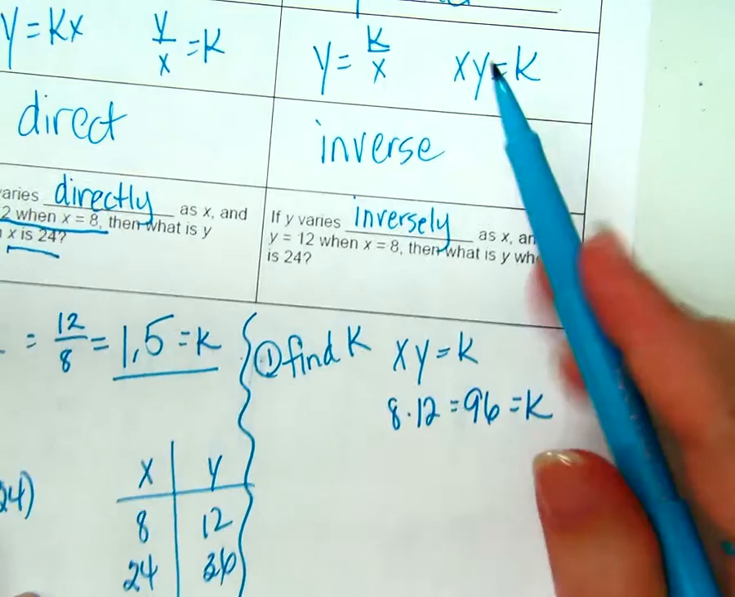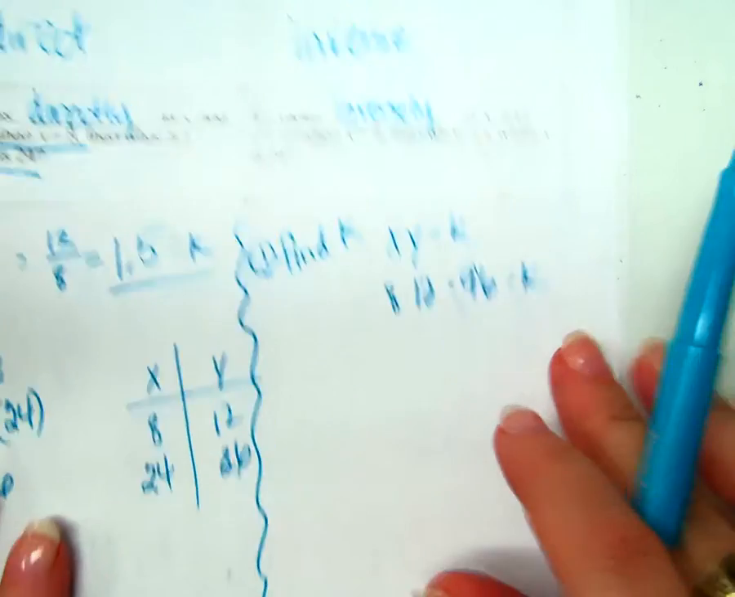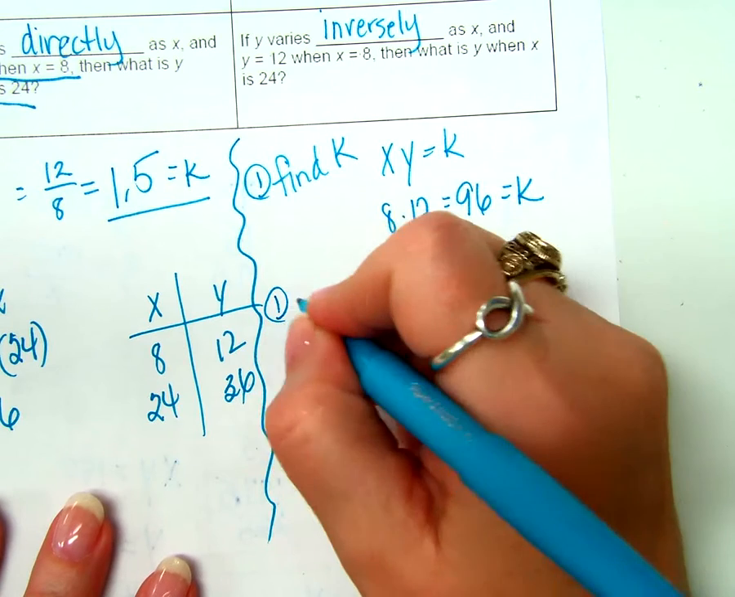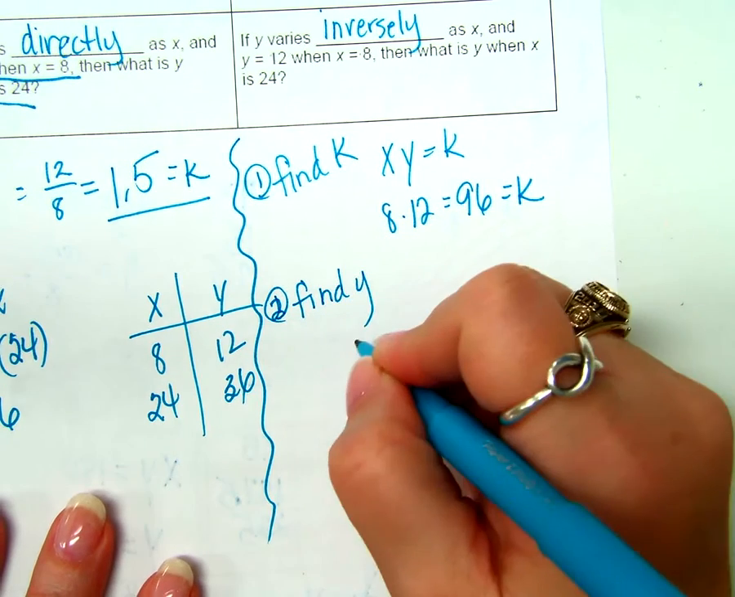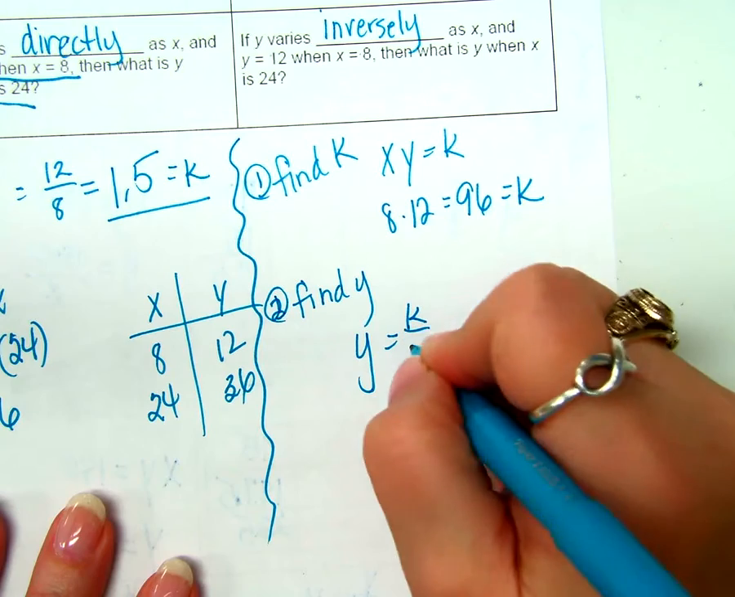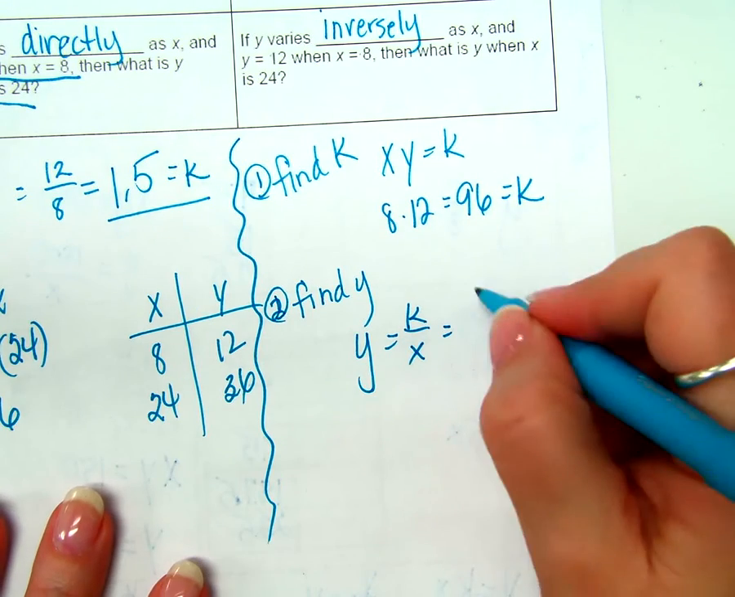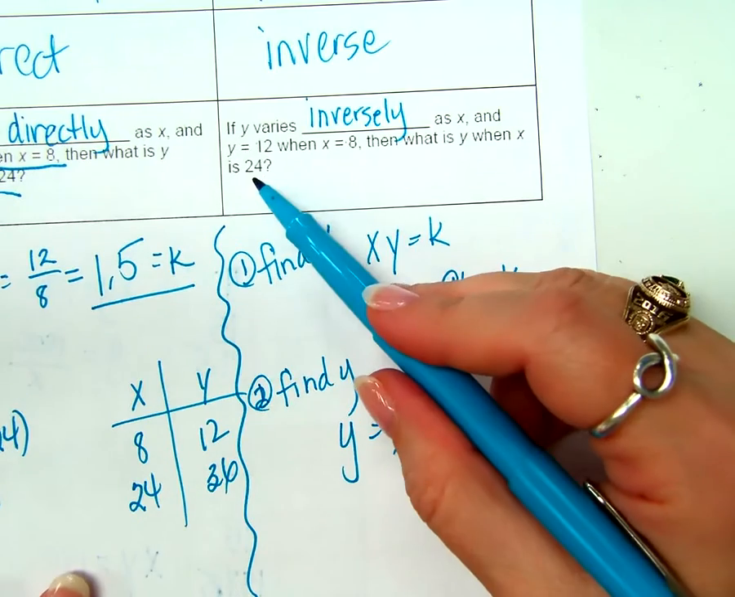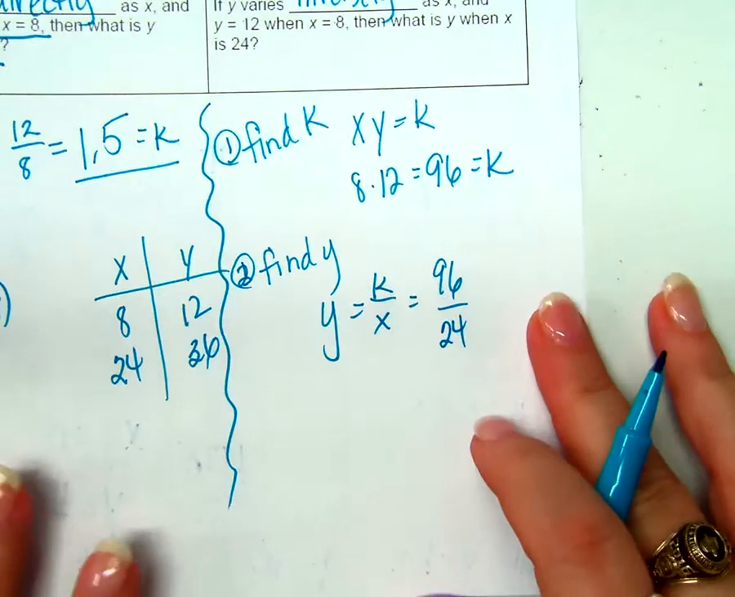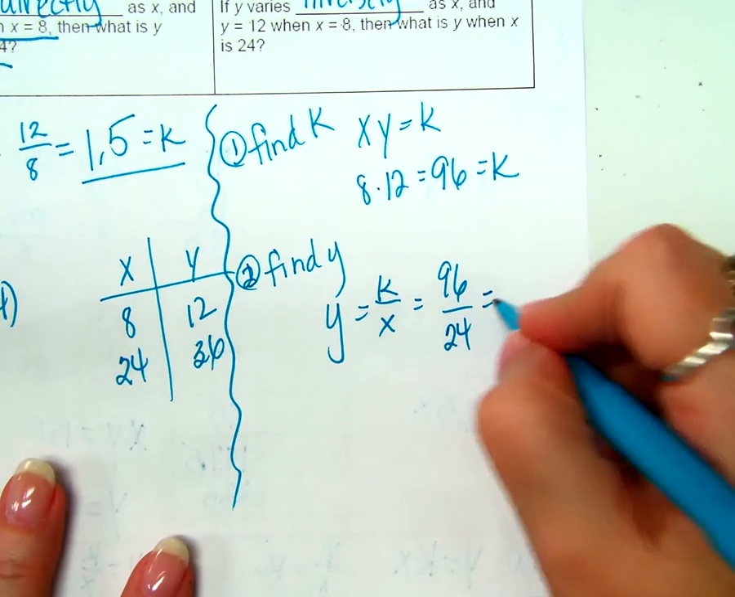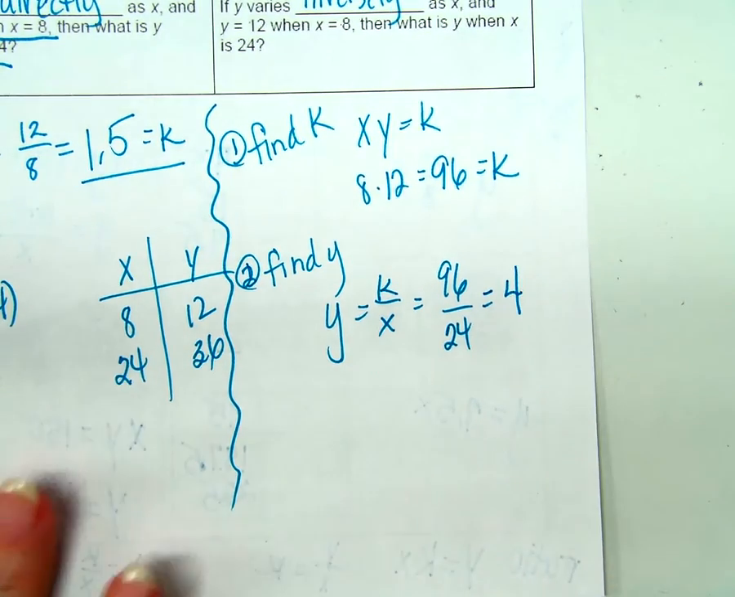So now let's use the other equation to find y. Y equals k over x. Find y. Y equals k over x. Well, k is 96. X is what? 24. What is 96 divided by 24? Of course it's 4.